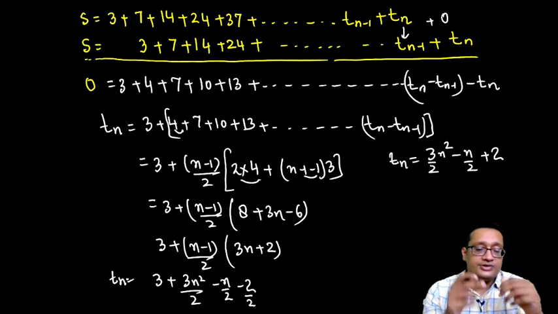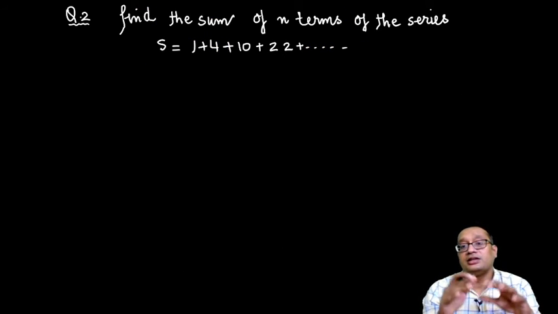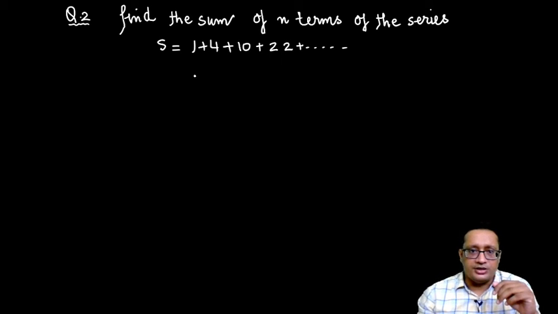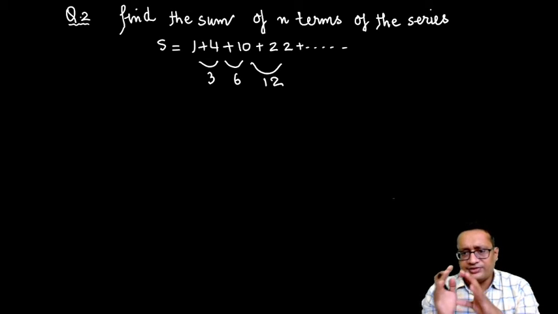So this is the series whose successive terms are in AP. Now we will take the series whose successive terms are in GP. See here, difference 3, this difference 6, this difference 12. Then what are you finding? The successive term differences are in GP.